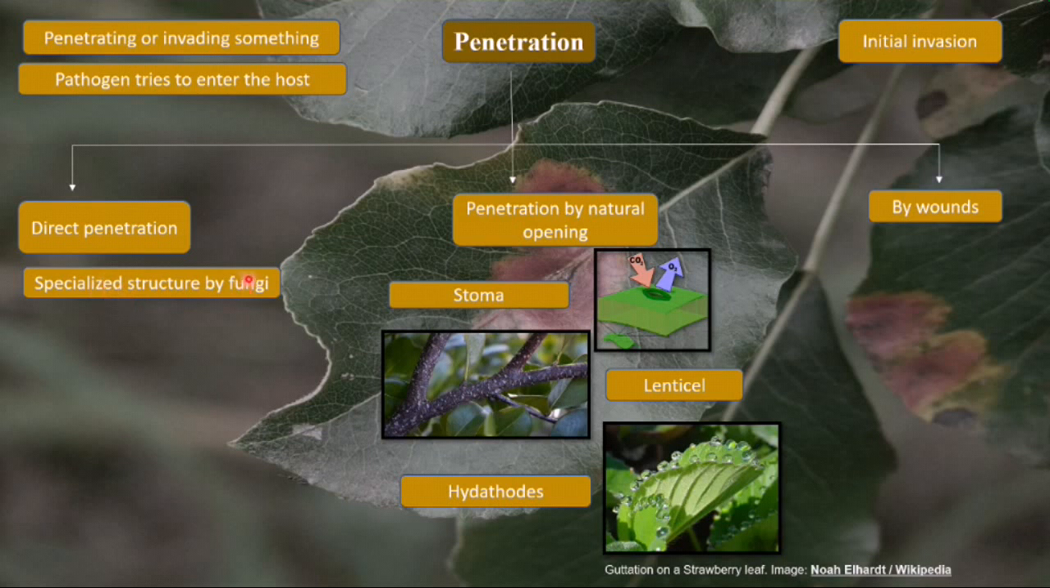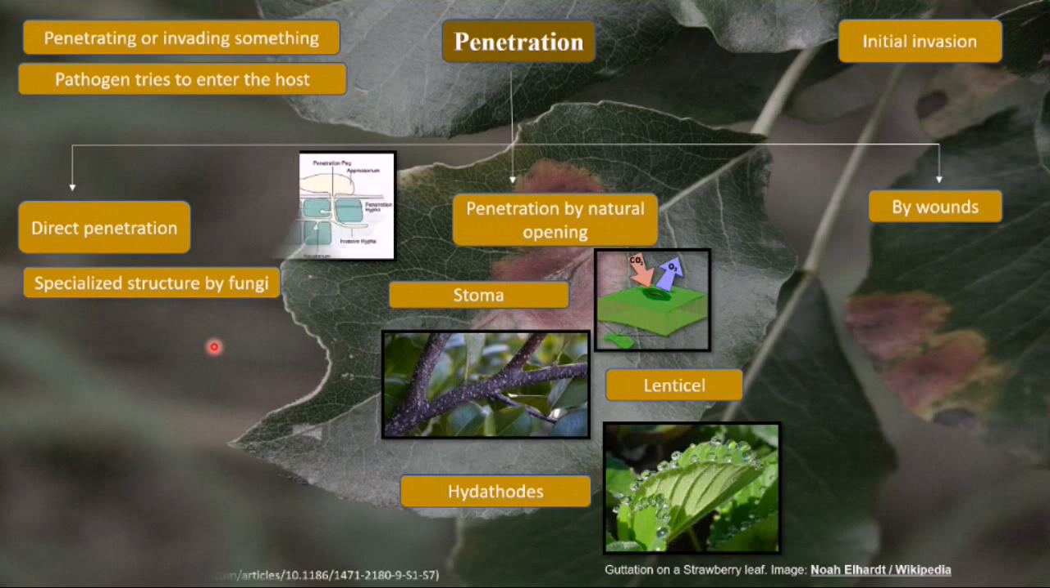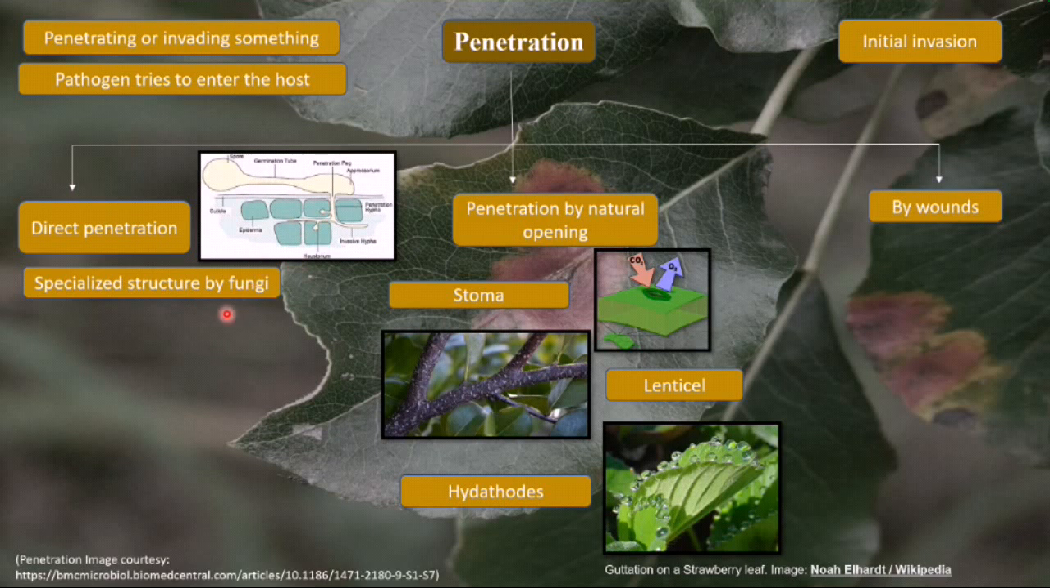The fungi is capable of entering in the plant even without the natural opening, and therefore it is called direct penetration because it utilizes its own specialized structures to penetrate into the host plant. So let us understand this with a diagram. This single diagram will explain you all of the specialized structures that fungi produces to have direct penetration.